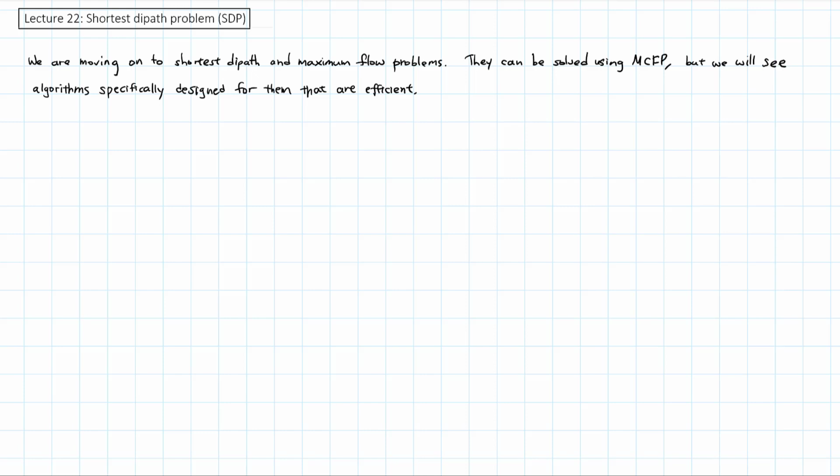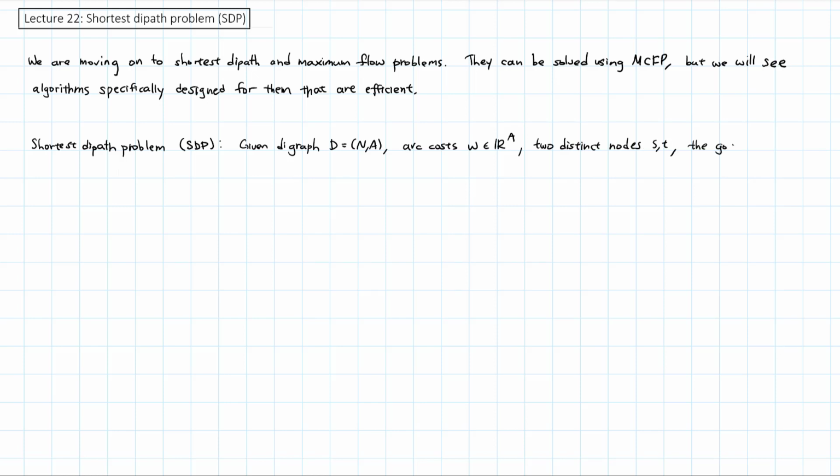We now begin a section on the shortest dipath problem. Here is the problem definition. We are given a digraph D, arc cost W, and two distinct nodes S and T. And the goal is to find an ST dipath with minimum total arc costs.